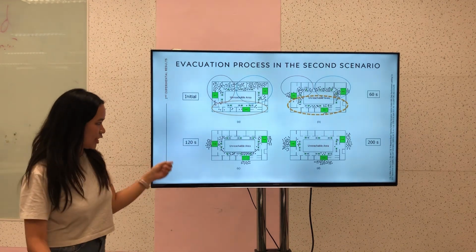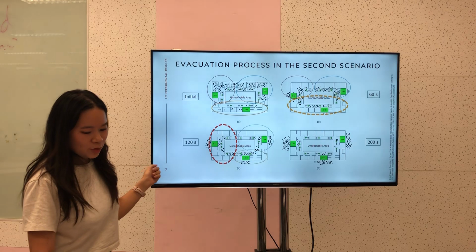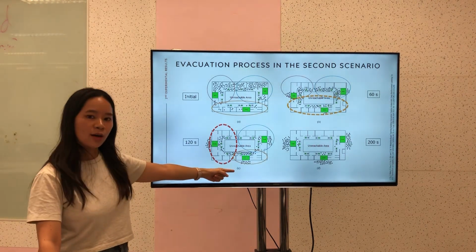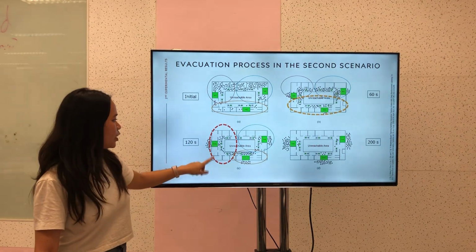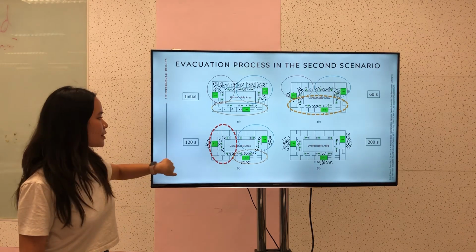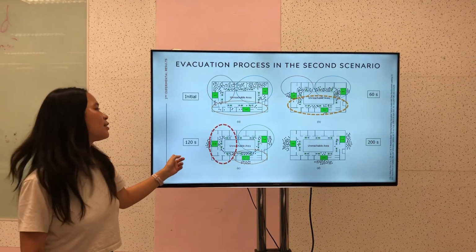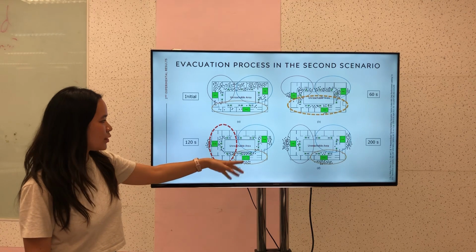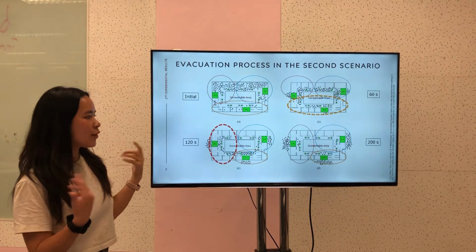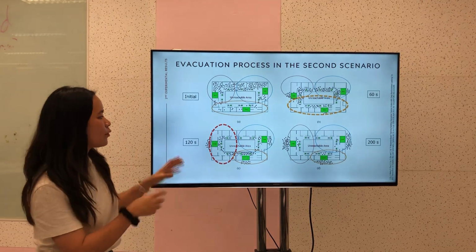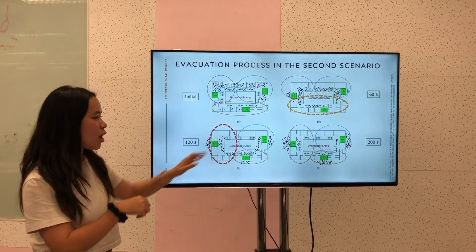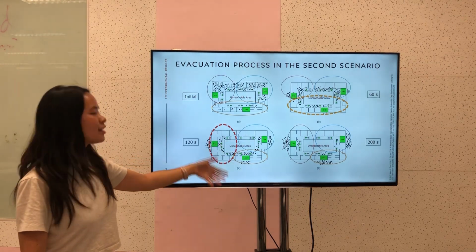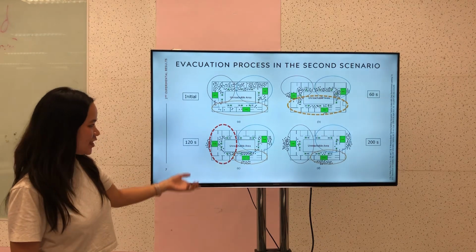And after the 122nd second, it thinks that okay, maybe exit 3 is really crowded already. So if you are on this left side, you should go to exit 2, which is better. And then at the 202nd second, you can see that most people have already escaped the building, and we have almost equal amounts of people in each exit, so it indicates that it's pretty efficient.